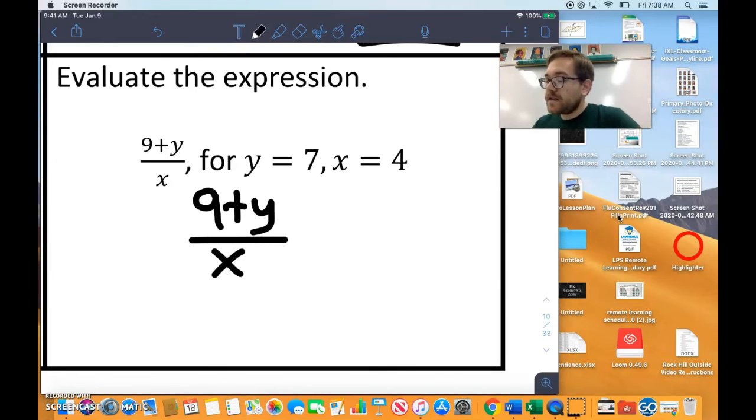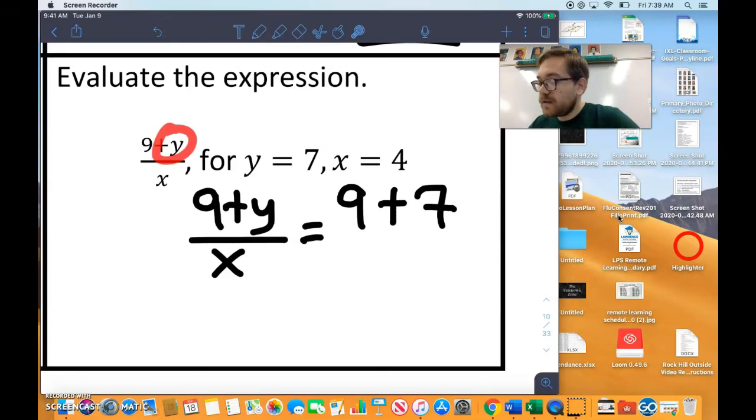So we know y is equal to 7, and so I'm going to plug that in. So 9 plus 7. Notice how it was plus y, and because y is equal to 7, I keep everything else the same. The 9 is the same, the plus is the same, but instead of y, I put 7. And then divided by, that division line is still the same. If x is equal to 4, instead of putting x here, I'm going to put 4, because that's what x is equal to, divided by 4.